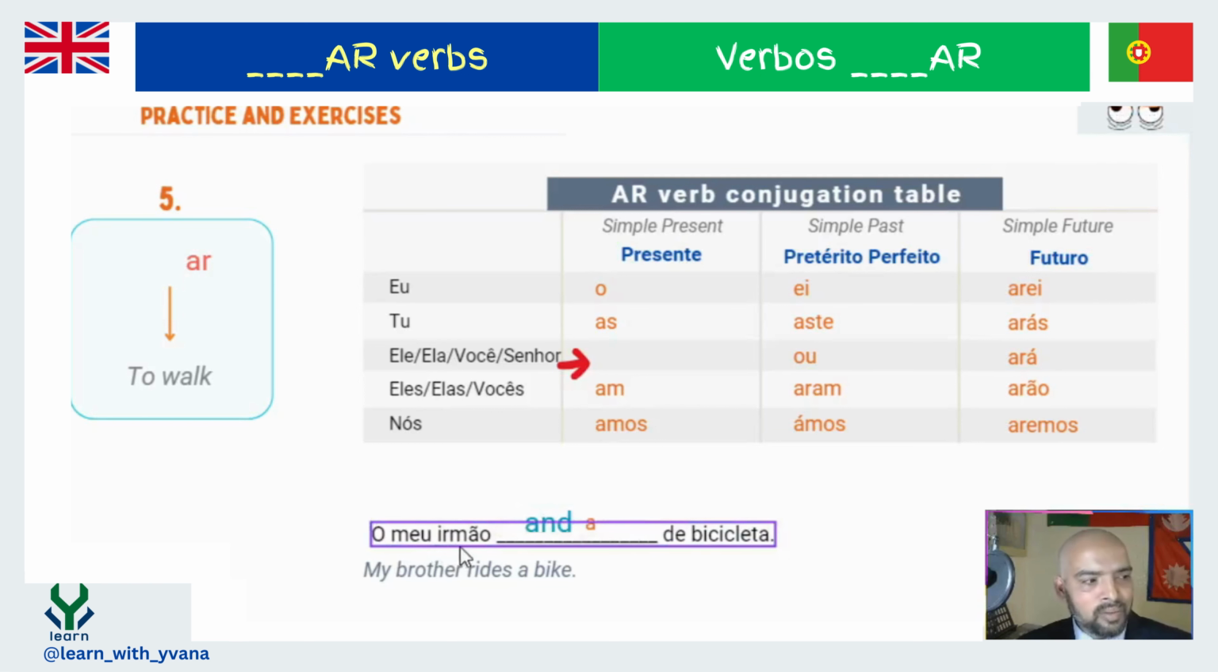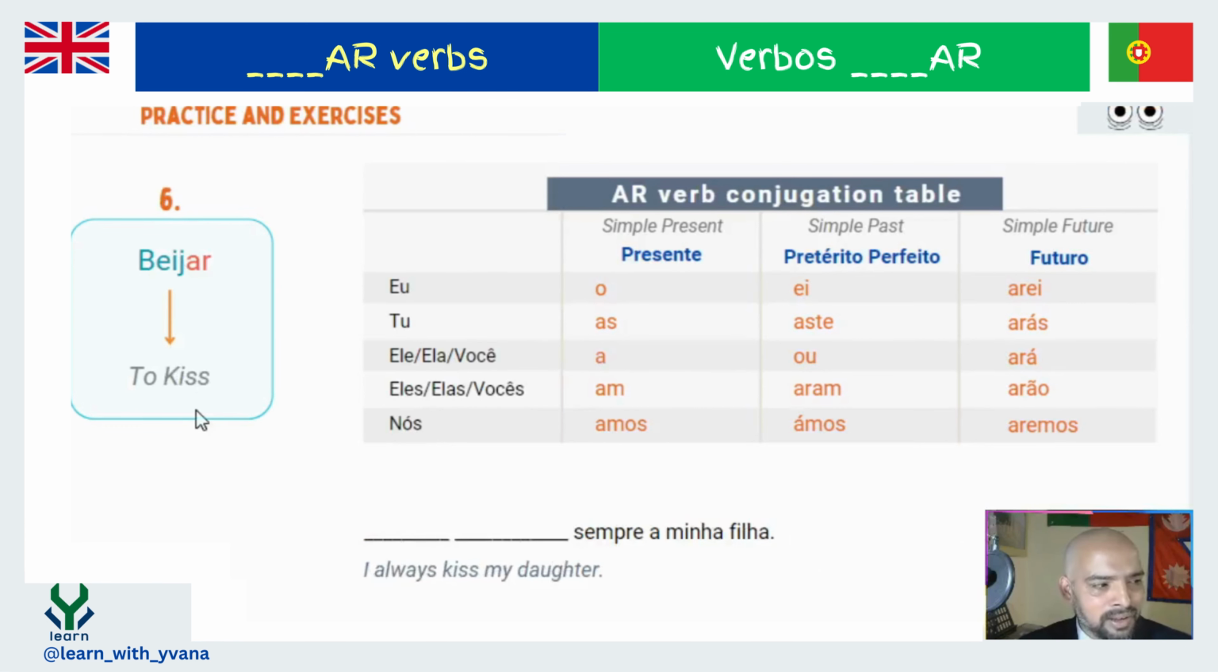But let's start. O meu irmão anda de bicicleta, right? Let's see one more example. Beijar, to kiss. I always kiss my daughter. I always, my daughter. Sempre a minha filha.